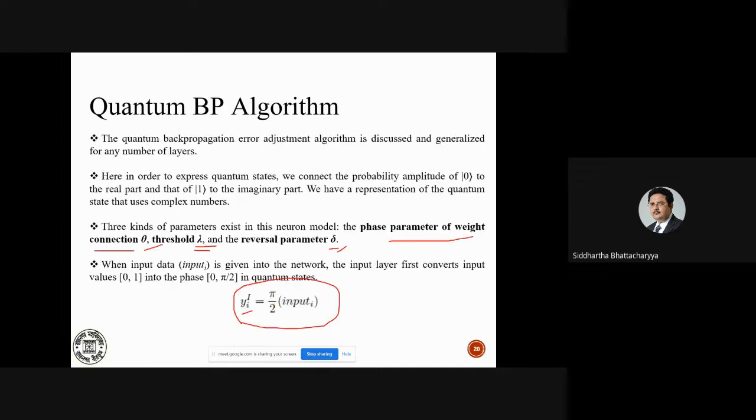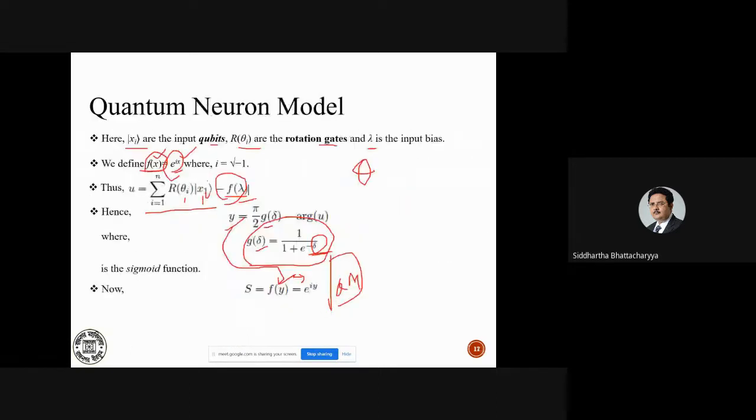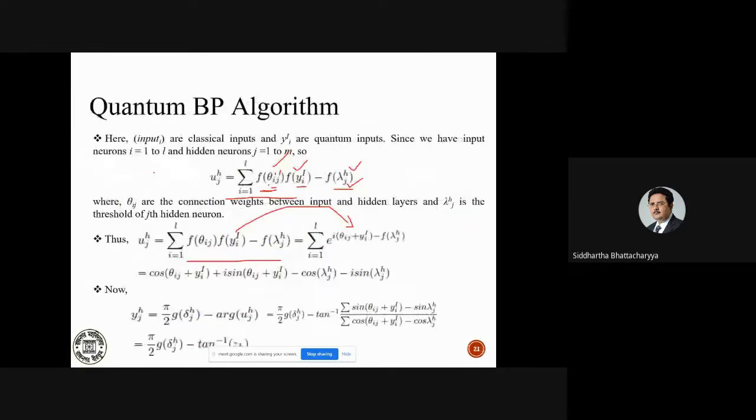because we have already assumed that e to the power ixi is equal to fx. So you can represent that in the form of e to the power i theta ij plus y, this one, and minus this. That can also be represented by cosine and sine formation: cos plus i sine, again cos minus i sine.